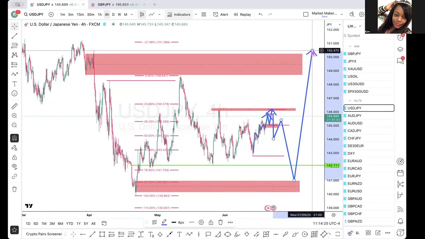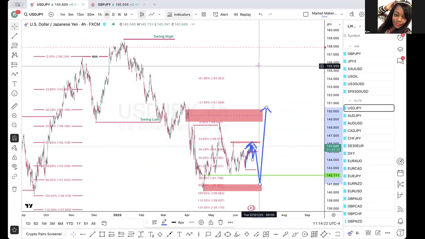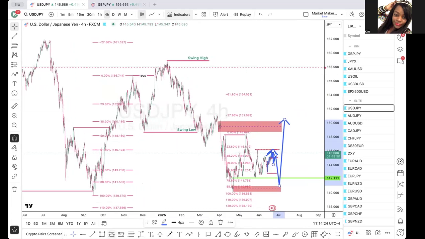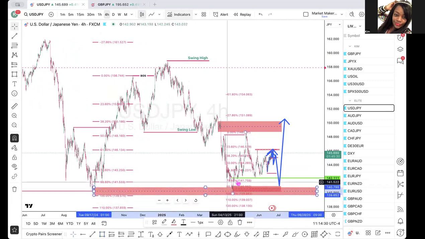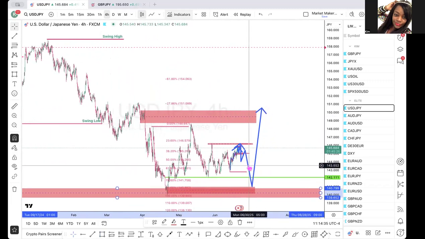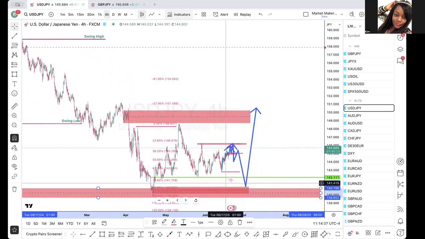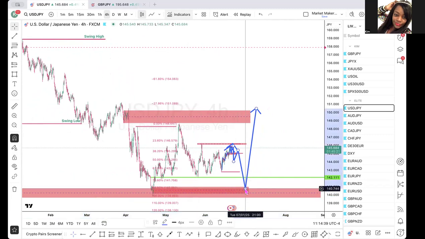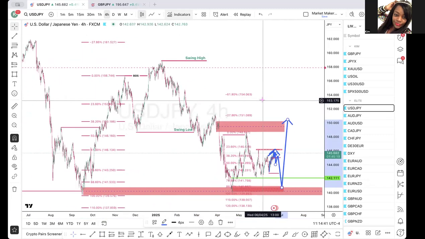And then because we've already looked at higher time frame, price is already pushed into this demand zone. Now you're looking for price to pull back into this new demand zone to take off.